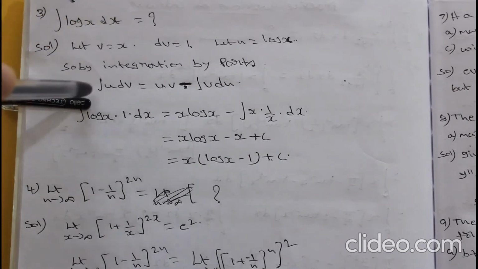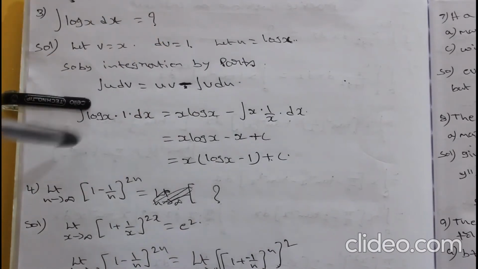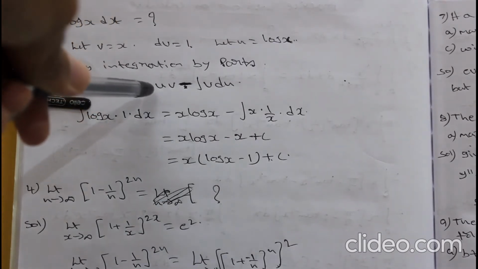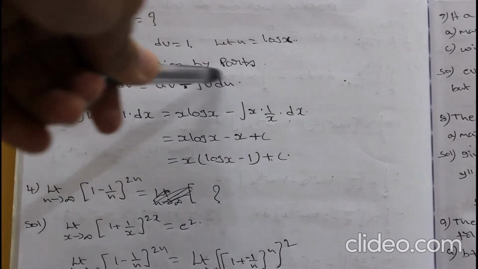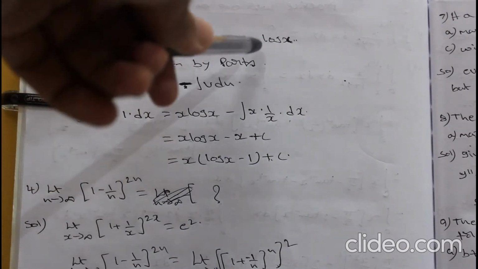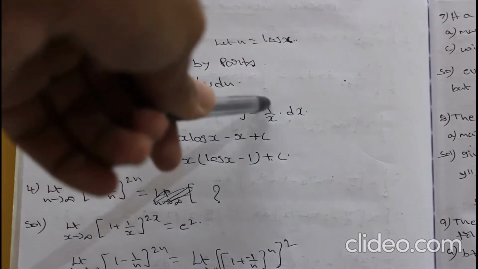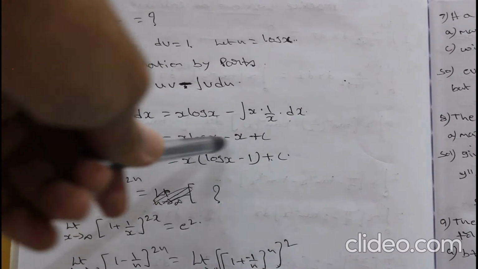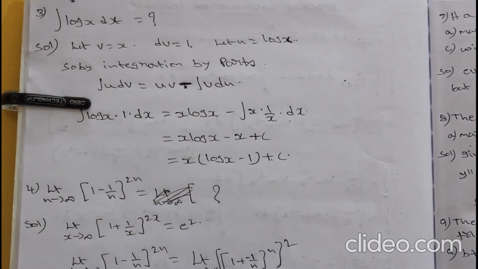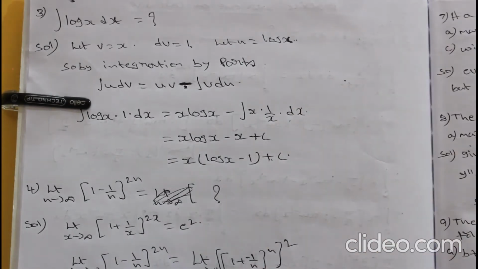So integral of u dv is equal to uv minus integral of v du. So integral of log x into 1 dx is equal to uv, where v is x and u is log x. So x log x minus integral of v du. v is x into du, that means d by dx of log x, that is 1 by x dx. So that is equal to x log x minus integral of 1, where the x gets cancelled and the integral of the constant 1 is x. So x log x minus x plus constant c. If you take x outside, that is x into log x minus 1. So integral of log x is nothing but x into log x minus 1.